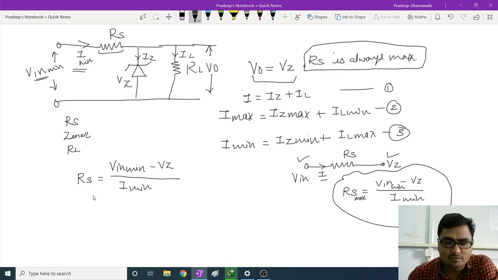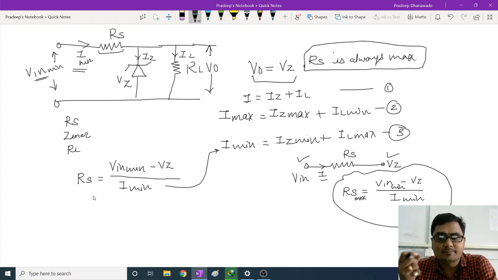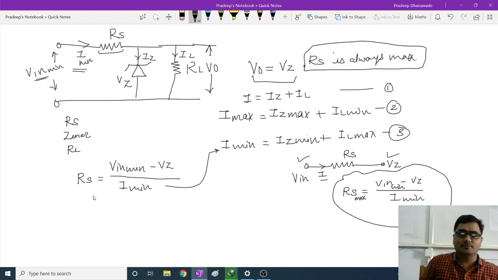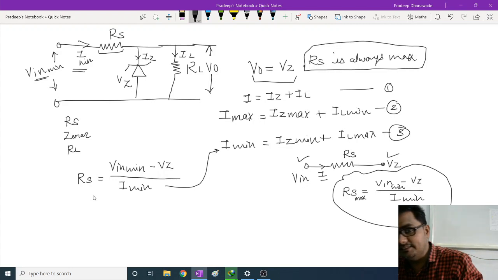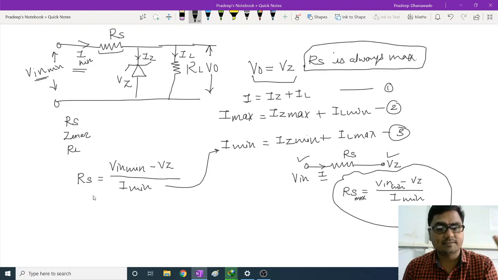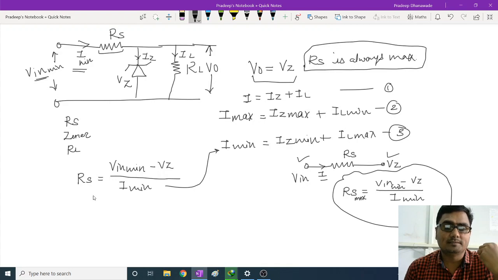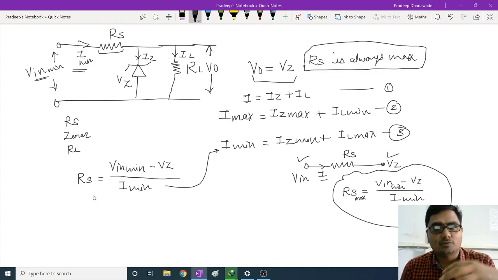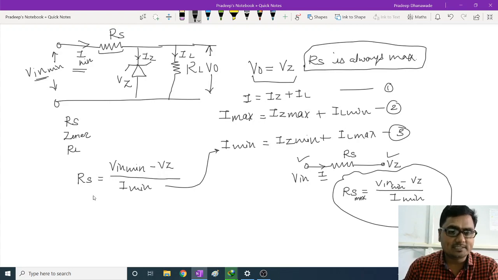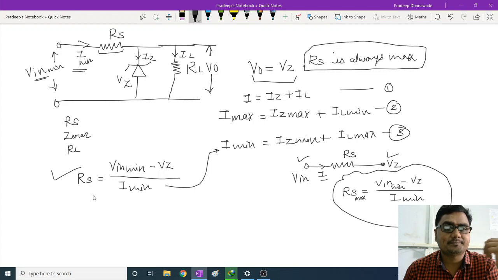Now what is the value of I minimum? You can calculate it by this equation. I minimum is equal to Iz minimum plus IL maximum. Iz minimum and IL maximum are generally given in the design statement. If not given, it is easy to find them from the data sheet. In case Iz minimum is not given, it's better to assume a suitable value, depending upon the output voltage given, for that Zener, and then proceed further. So this is how I can calculate the value of RS.